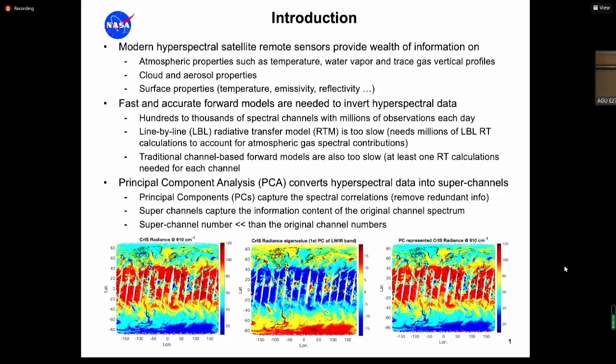The second, the middle plot, is the first principal component, the first super channel. You can see they're highly correlated. The super channel really contains your original spectral information. The third one is the reconstructed radiance from the super channels. You can see the third panel and the first panel are almost identical to each other. So it really says PCA can compress your measurement into a much smaller dimension, but retain all your spectral information. So go to next slide.